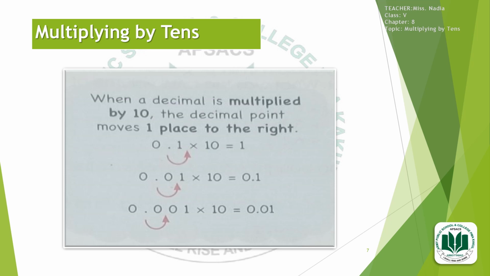And 0.001 multiplied by 10 is 0.01. Dear students, if you observe, you can see that when we move decimal point one place to the right, the digits are moving one place to the left.